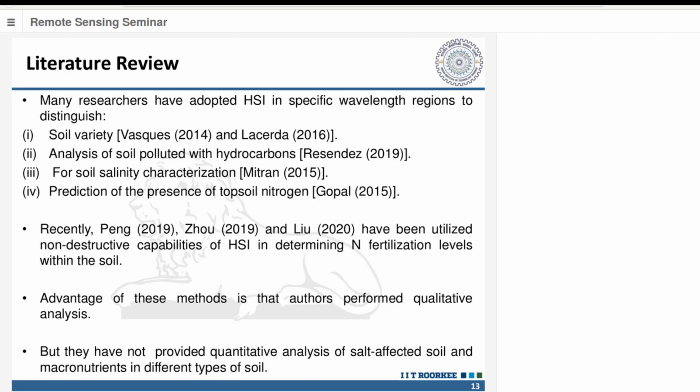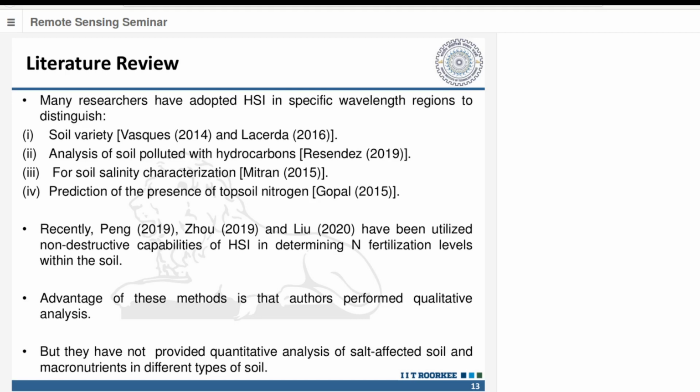Many researchers have adopted this technique, using a specific wavelength region, to distinguish soil varieties, analyze soil polluted with hydrocarbons, characterize soil salinity, and predict the presence of topsoil nitrogen. Recently, in 2019 and 2020, many authors have utilized the non-destructive capabilities of hyperspectral imaging to determine the nitrogen fertilization levels within the soil.